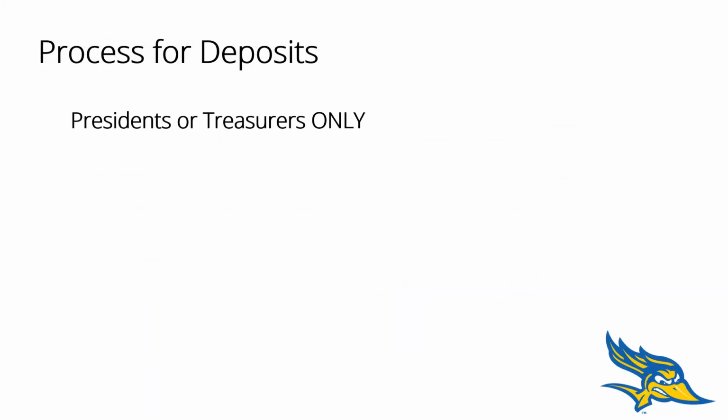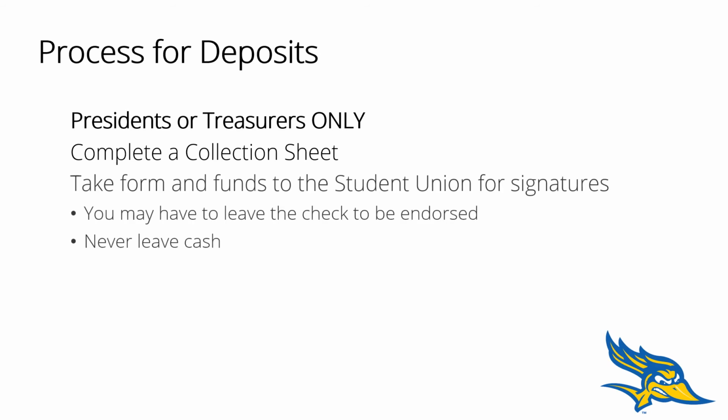Only presidents and treasurers should do deposits, since only they should be in possession of club funds. The deposit slip, called a collection sheet, is available on RunnerSync under Resources with the rest of the Fiscal Services forms. Once completed, take the form and funds to the student union. They will review the form and endorse checks if necessary. You may have to leave a check and come back for it, but never leave cash.